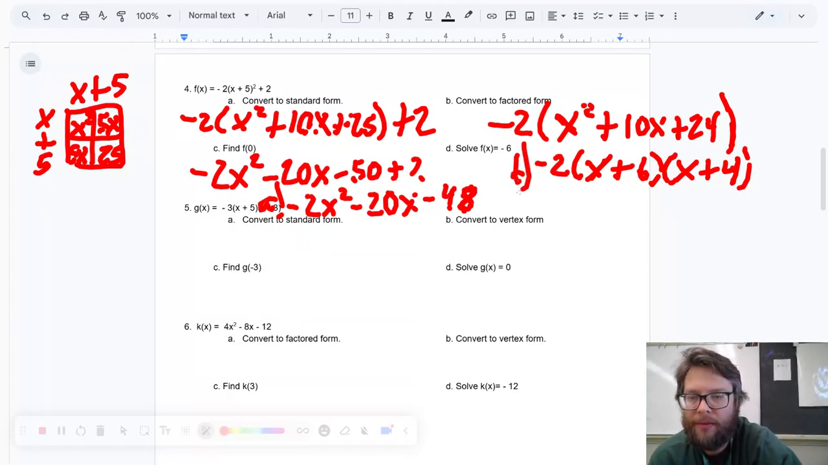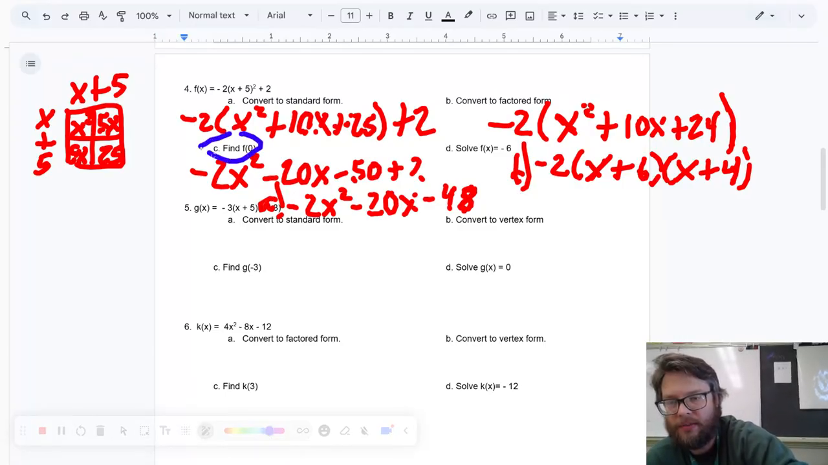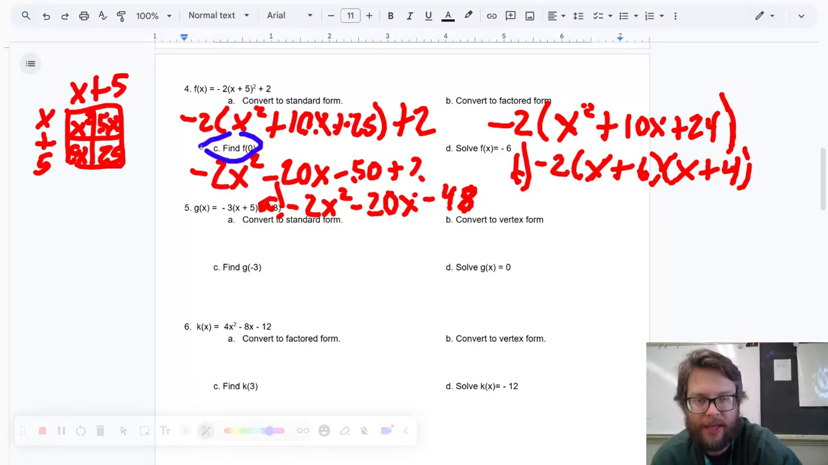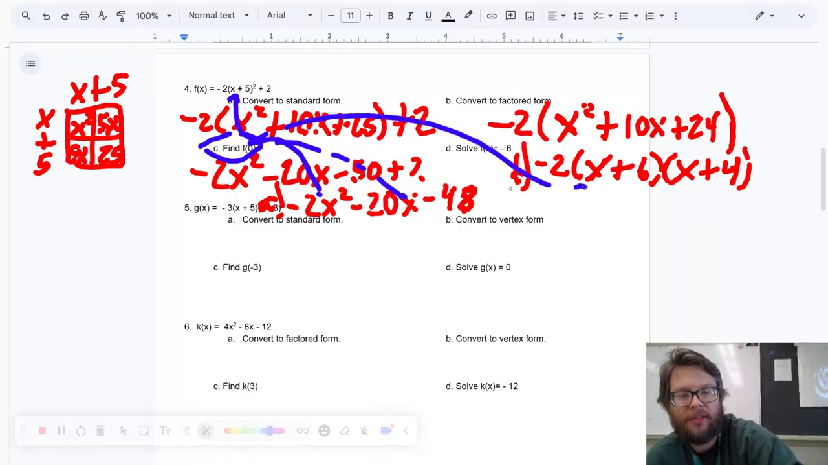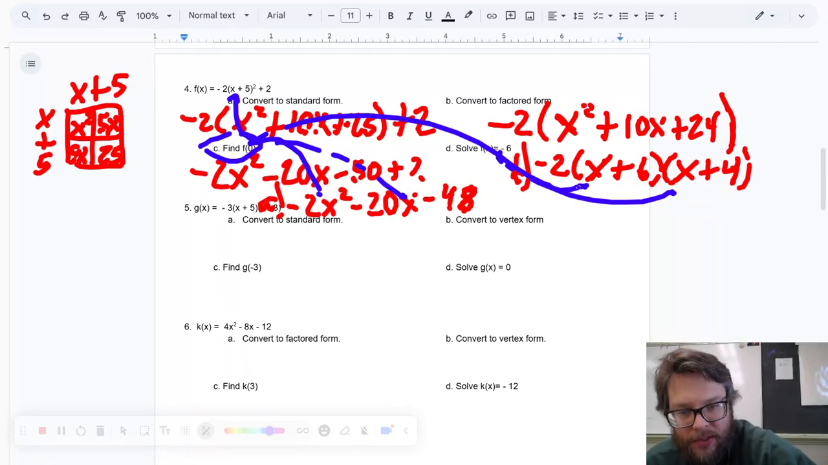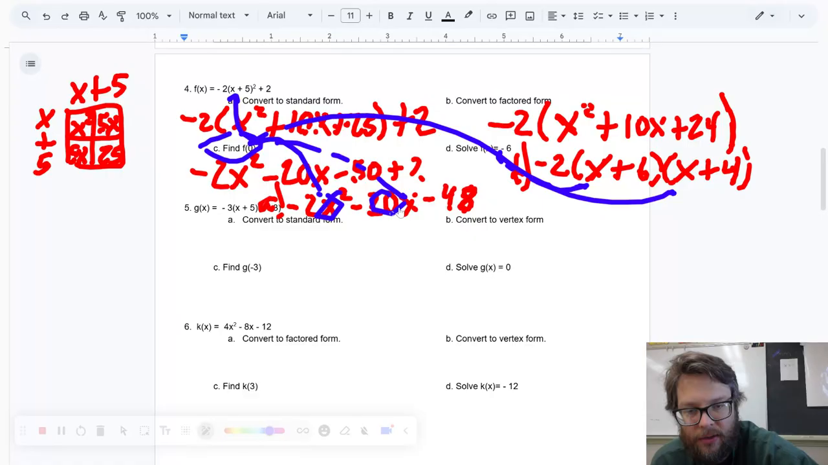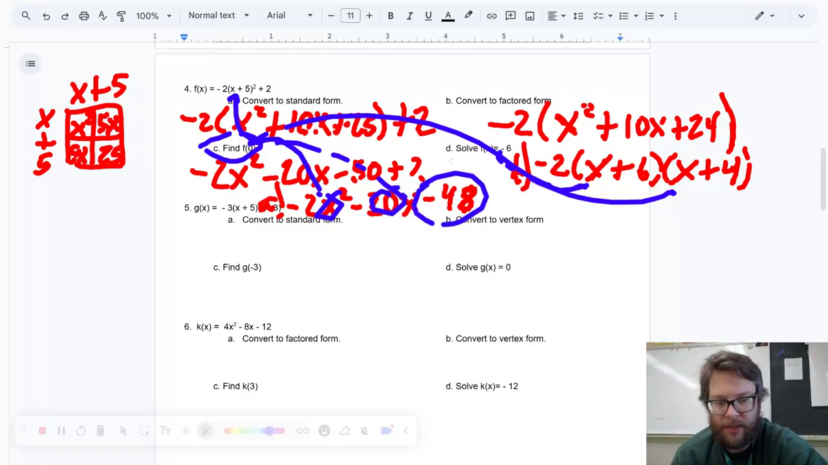All right, now find f of 0. If you look at where it says here, part C, find f of 0, that just means I plug in 0 for x. I could plug it into this form, or I could plug it into this form, or I could plug it into this form. And of those three, the easiest form, in my opinion, is the standard form, because you can see that when you plug in 0, you get 0, 0, and you're left with negative 48. So f of 0 is negative 48. The y value when x is 0 is negative 48.